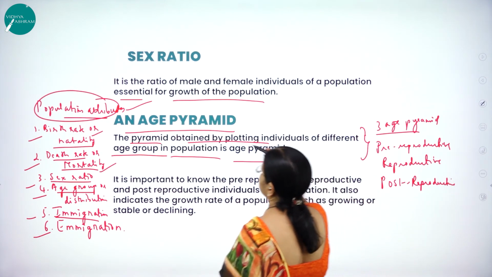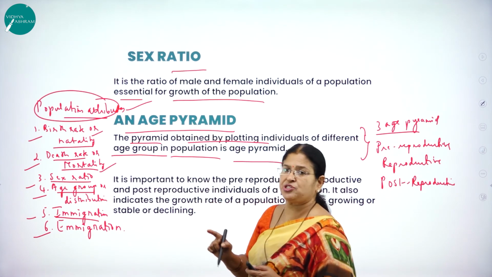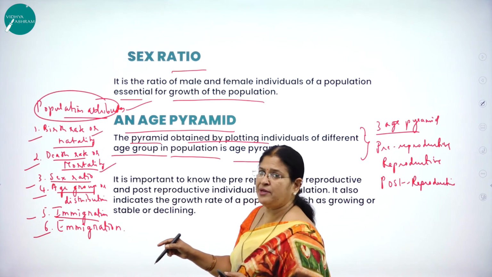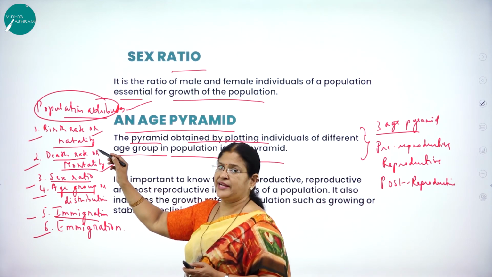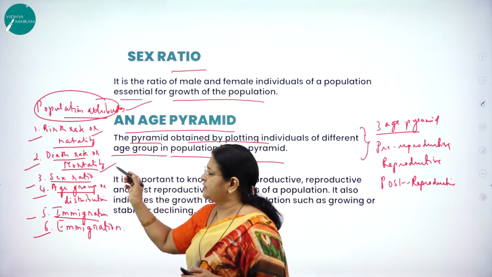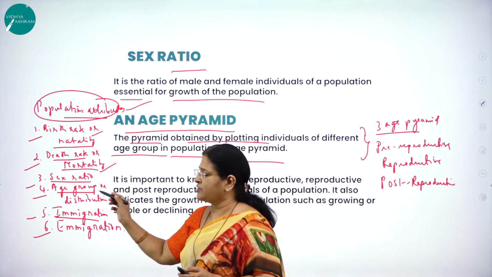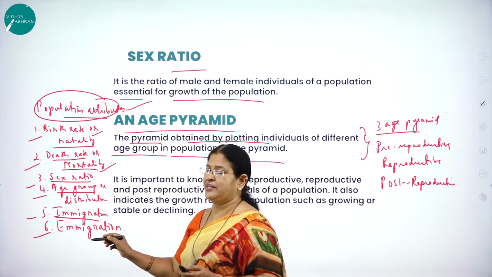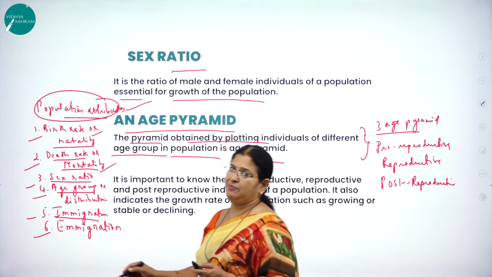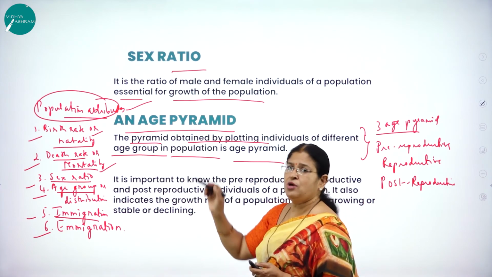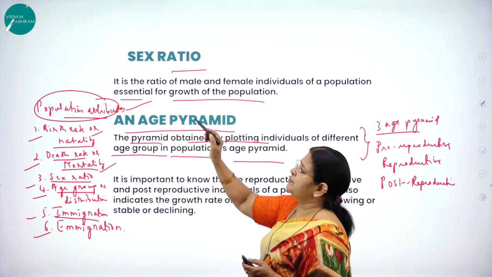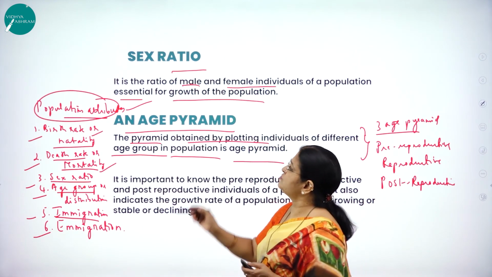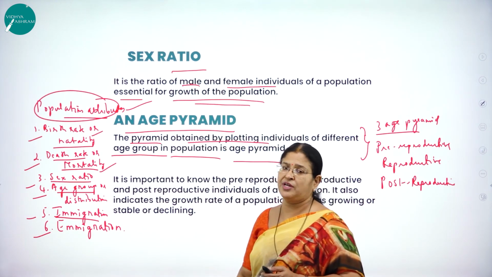Pre-reproductive age. So what is sex ratio? The sex ratio is one of the population attributes. And what are the 6 very important population attributes? Birth rate, otherwise called natality, death rate, otherwise called mortality, sex ratio, age group or distribution, and immigration and emigration. This is immigration and this is emigration. So sex ratio is one of the population attributes, which is nothing but the ratio of the male and the female individuals of a population, which is very much essential for the growth of the population.